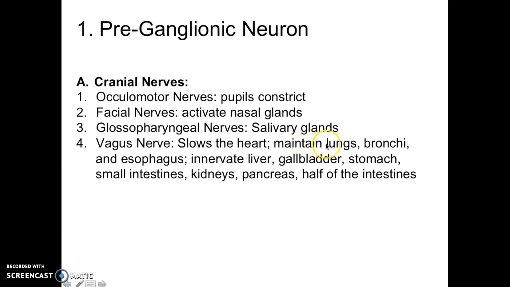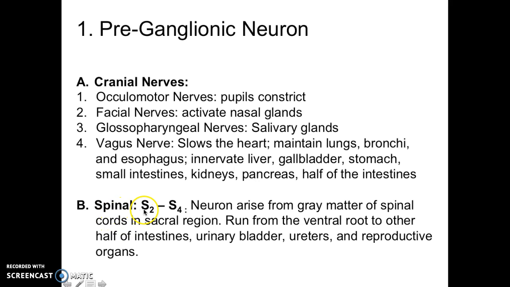Slows the heart, maintains your lungs, bronchi and esophagus, innervates the liver, gallbladder and stomach, and small intestine. So in other words, these are all activated. Kidneys and your pancreas. So pretty much everything is slowed except for anything that has to do with digesting food. Rest and digest.